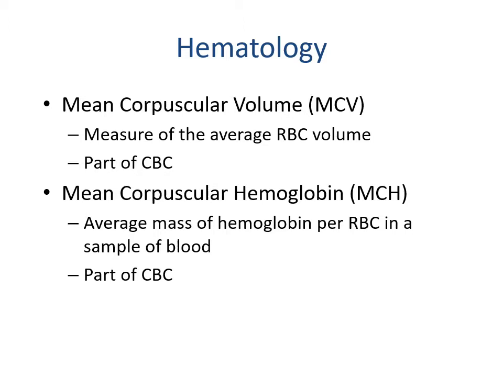Now, some of our other lab components, we have the mean corpuscular volume. And so this is the measure of the average red blood cell volume. So this is, in essence, the volume of a cell. And so this is part of the CBC, the complete blood count. We also have the mean corpuscular hemoglobin. And so this is the average mass of hemoglobin per red blood cell in a sample of blood. And again, this is also found in the CBC. And again, we're looking for there to be 4 heme groups. So again, if there's less hemoglobin, then we know that something is wrong within that blood cell.